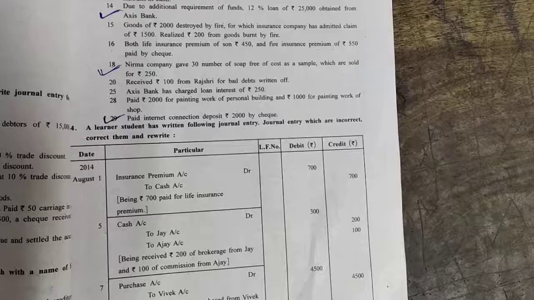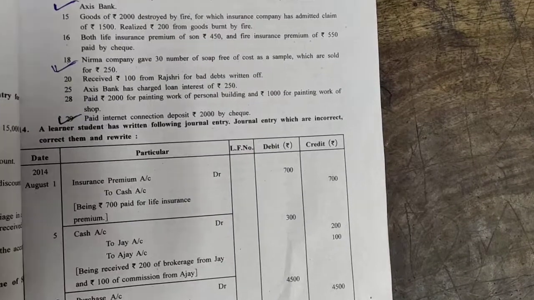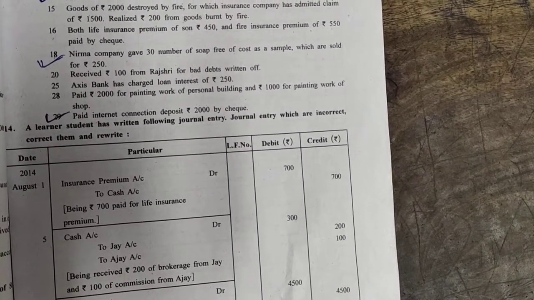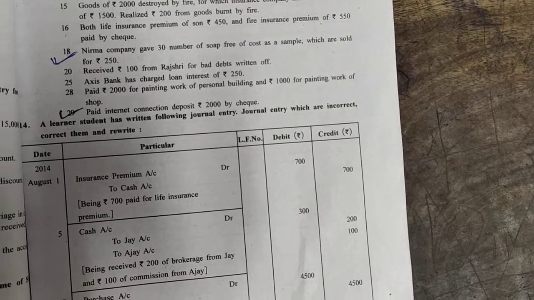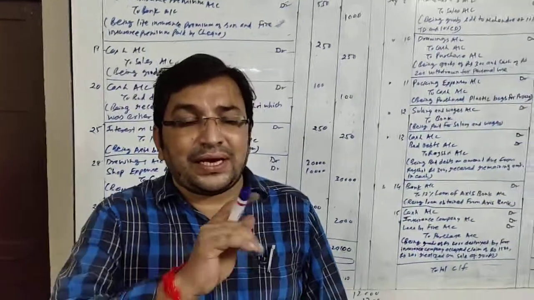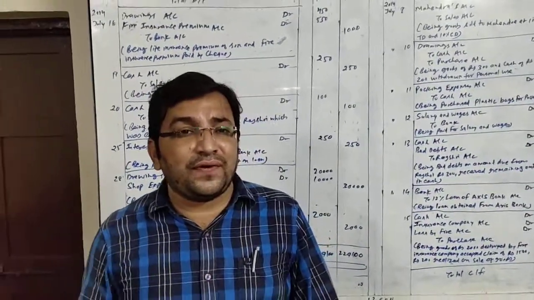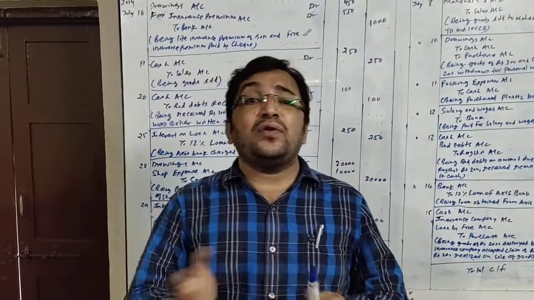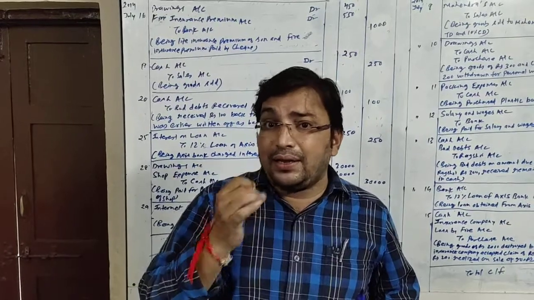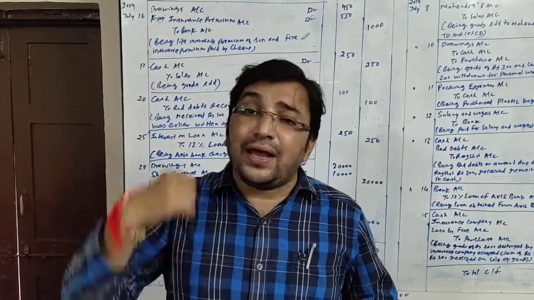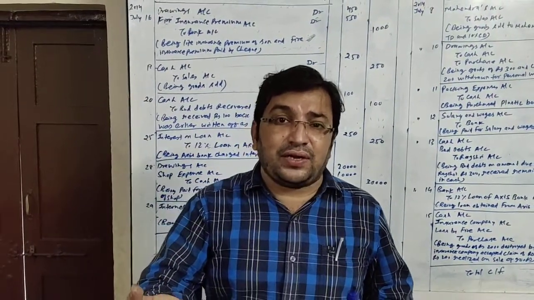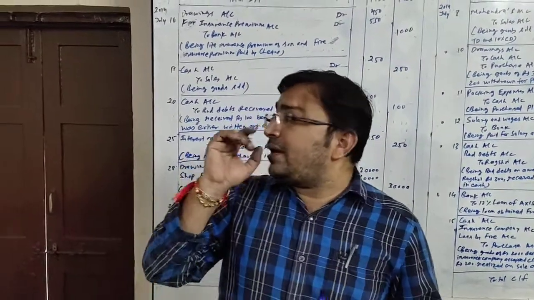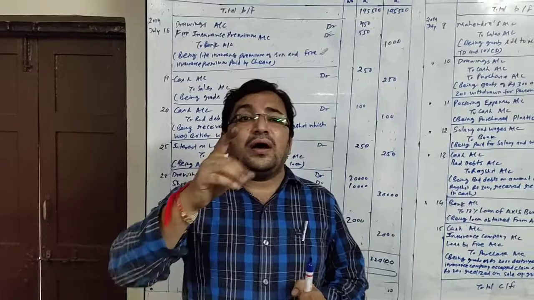Next transaction. Date 25. Axis Bank has charged loan interest rupees 250. In this same sum, we have seen that we had taken a loan of rupees 25,000 from Axis Bank. Now Axis Bank is charging loan interest on that. We are not paying the interest; Axis Bank is charging interest on it. So what happens when we are not paying the interest?